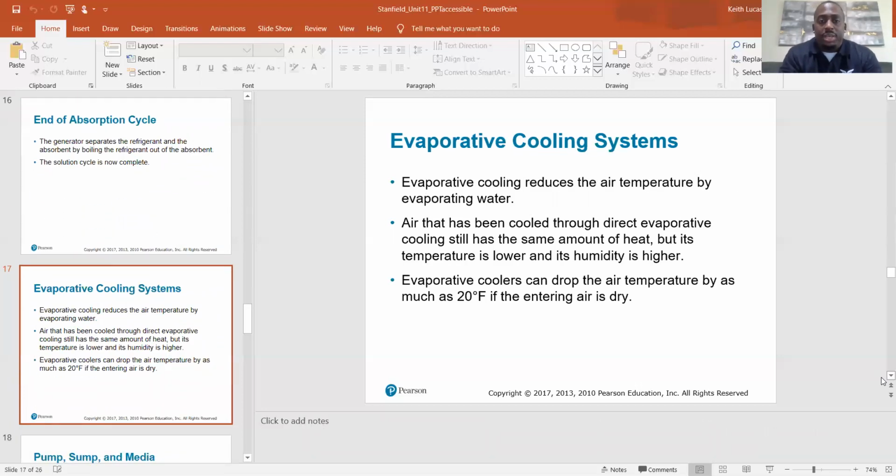Evaporative cooling systems. Evaporative cooling reduces the air temperature by evaporating water. Air that has been cooled through direct evaporative cooling still has the same amount of heat, but its temperature is lower and its humidity is higher. Evaporative coolers can drop the air temperature by as much as 20 degrees Fahrenheit if the entering air is dry.